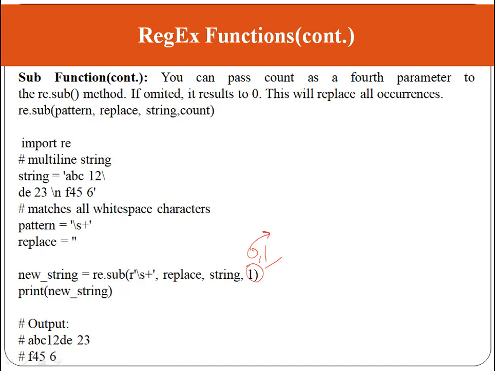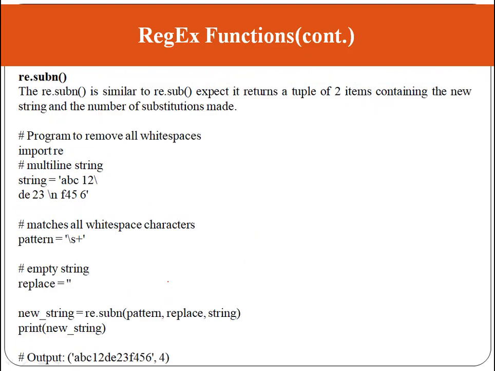You can pass count as the fourth parameter to the re.sub method. So this will replace all the occurrences, right? So this is a multi-line string. Just do it in your programming, try it, and then you will see the difference.